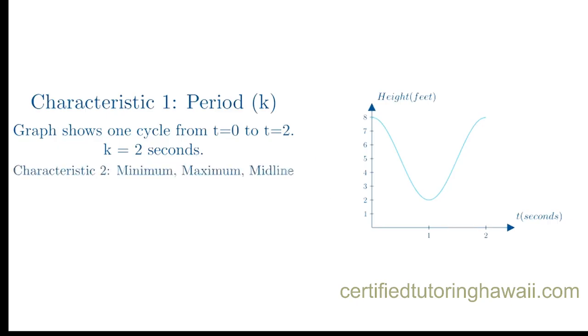We can see that the graph has a minimum value at 2 feet and a maximum value at 8 feet. The midline, or equilibrium position, is right in the middle at 5 feet. This matches the verbal description.